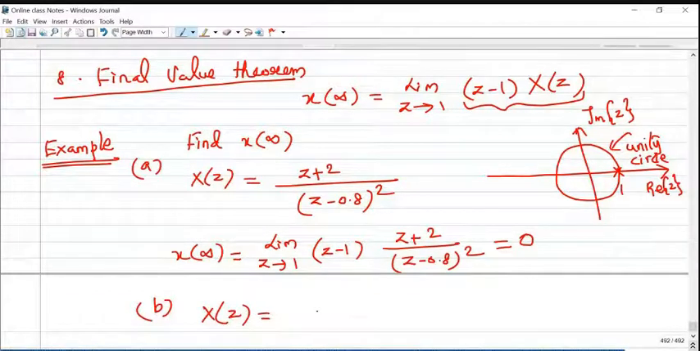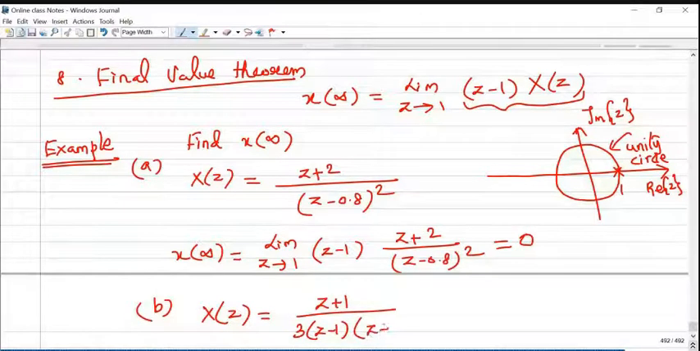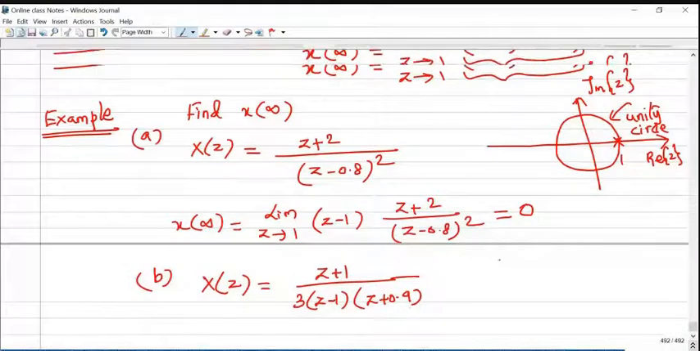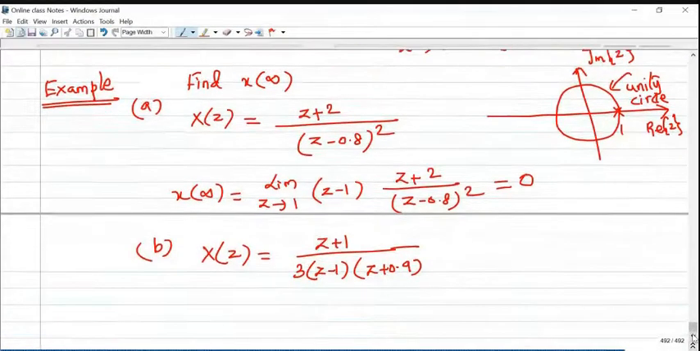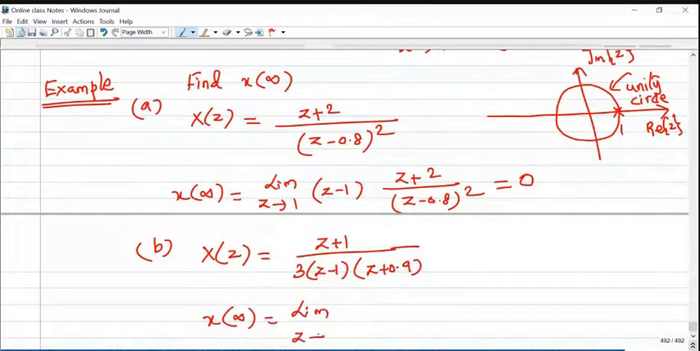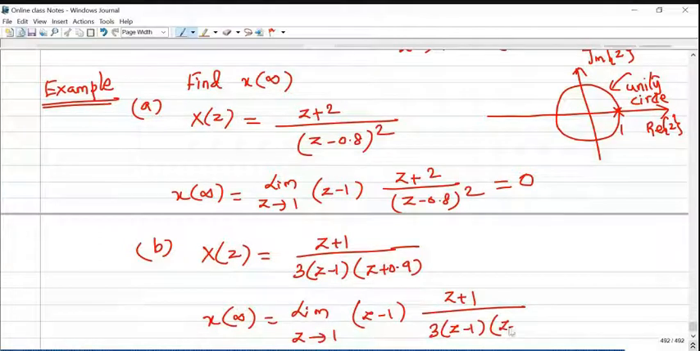Second problem, X of z equals (z plus 1) divided by (3z minus 1)(z plus 0.9). Find the final value of the signal x of n from X of z. So limit z tends to 1, (z minus 1)(z plus 1) divided by (3z minus 1)(z plus 0.9). First check whether it is possible to cancel this term.